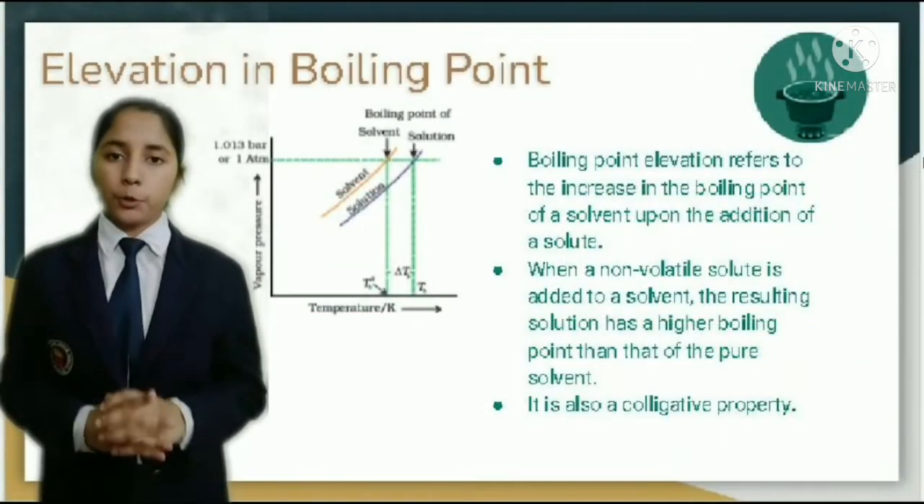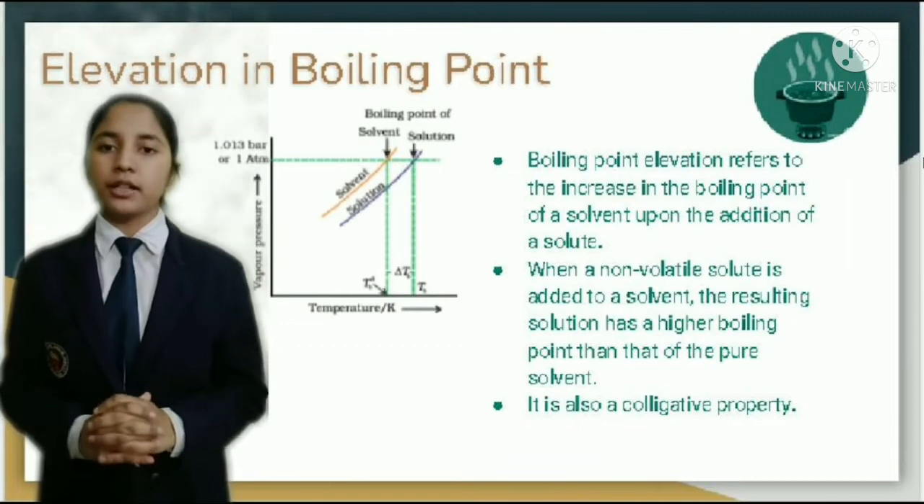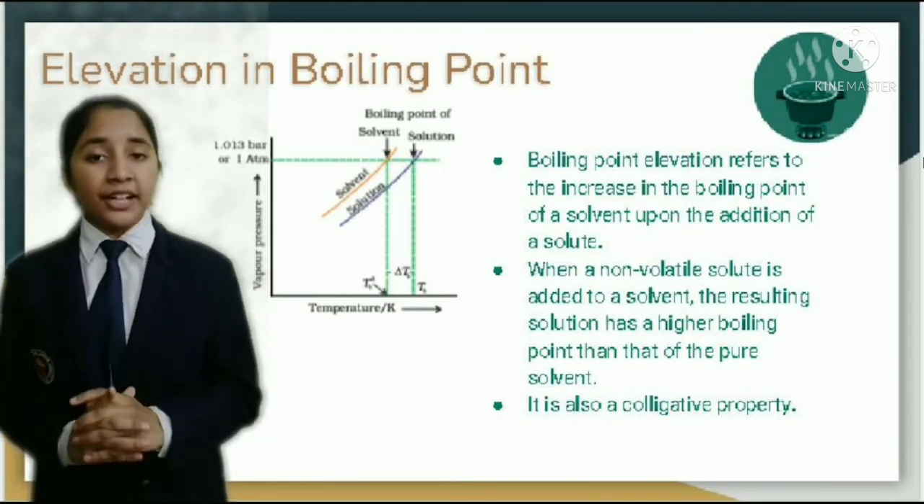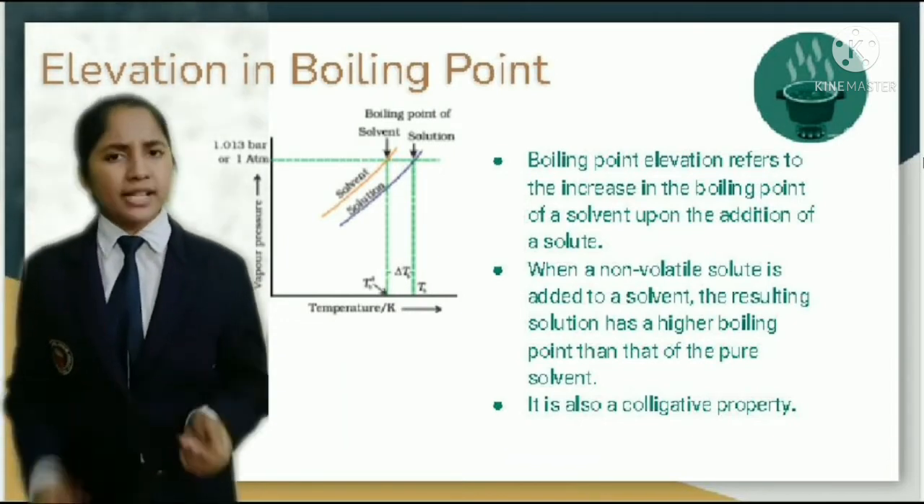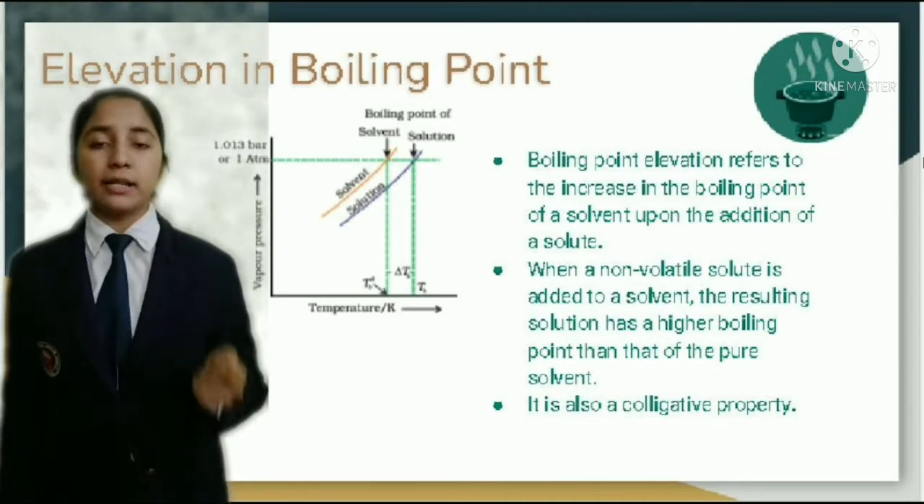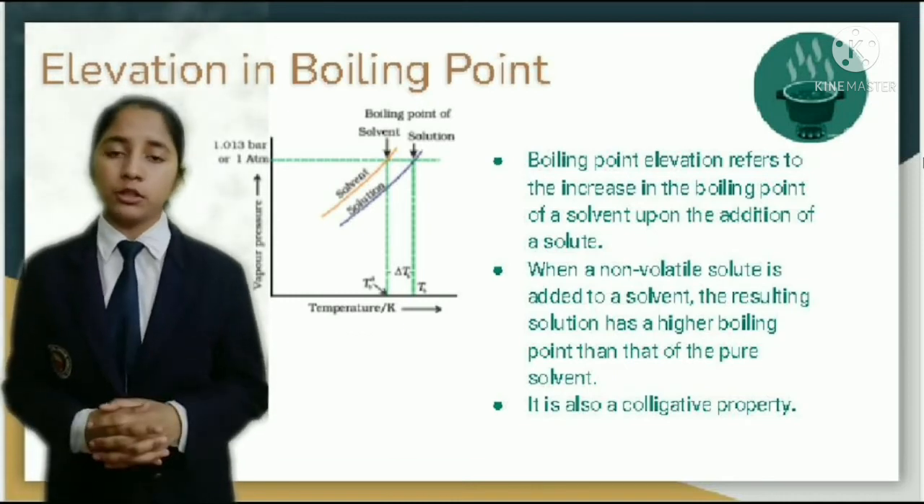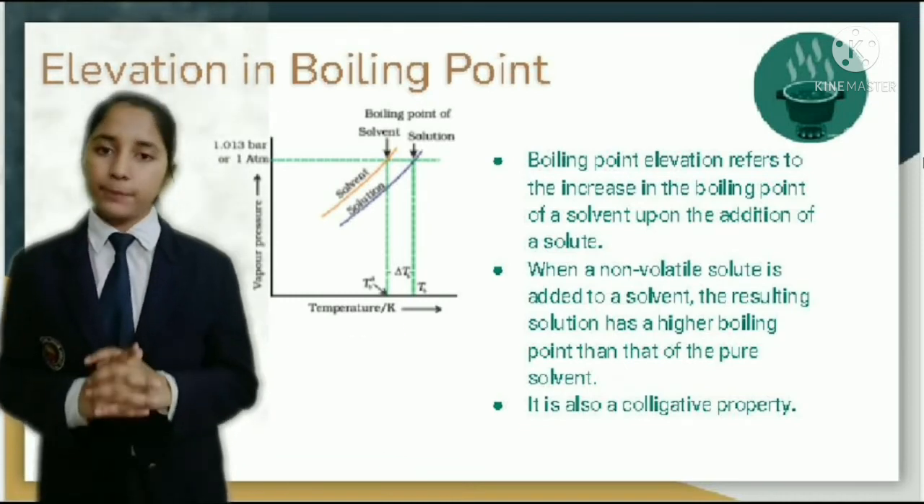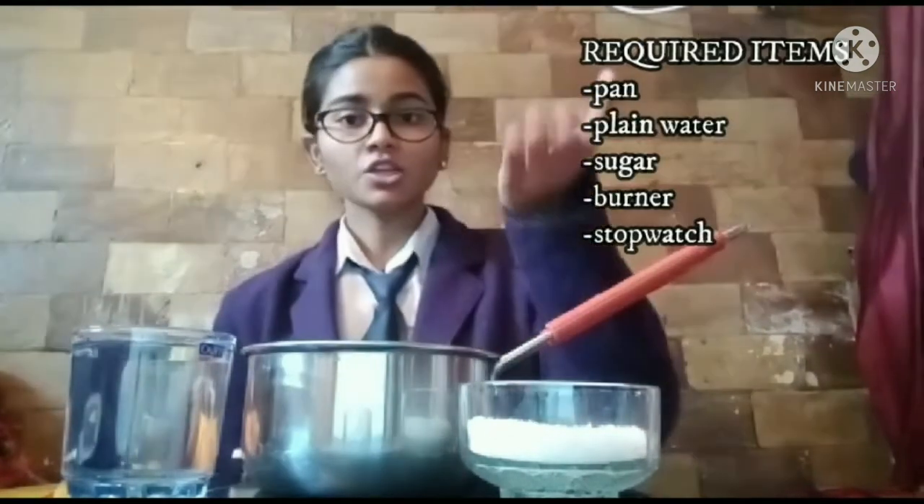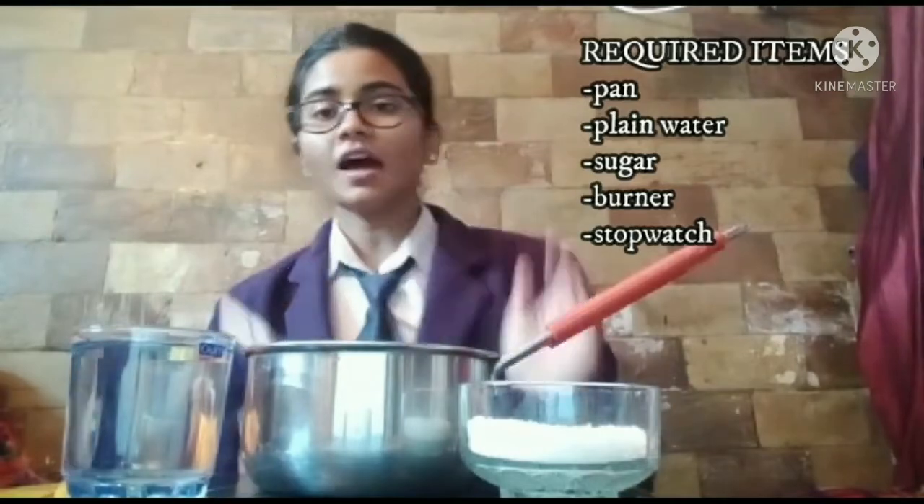Another colligative property that we are going to demonstrate through an experiment is elevation in boiling point. It basically refers to the increase in boiling point of a solvent upon the addition of a solute. Let's elaborate it through an experiment. So now we will begin with our experiment of elevation in boiling point. The apparatus required is a pan for heating, a burner, sugar, water, and a stopwatch.